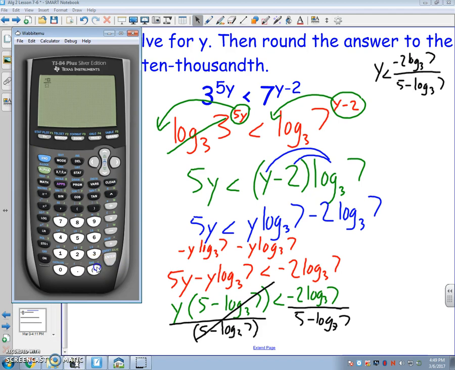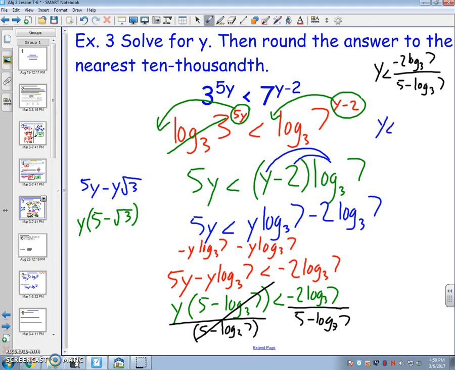Fraction. On top is negative 2 log base 3 of 7. On the bottom is 5 minus log base 3 of 7. This decimal is negative 1.0972, because that 6 bumps that 1 up. 1.0972. All right, there's my answer. One is the exact answer, one is the decimal approximation.